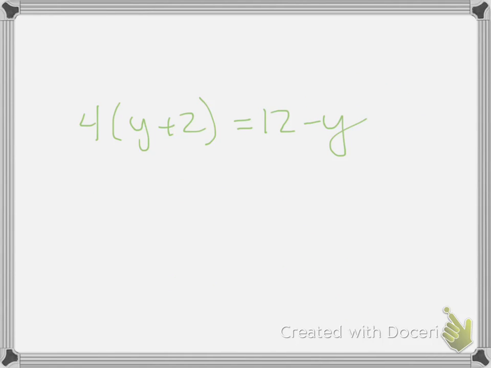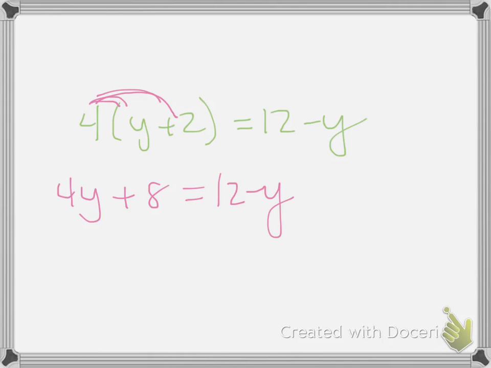Okay, this one, I would distribute this first, because we need to simplify it on one side so that we can start moving things around. So 4 times y here is 4y. 4 times that positive 2 is 8. Now we can start moving our y's to the same side and our numbers onto the same side.